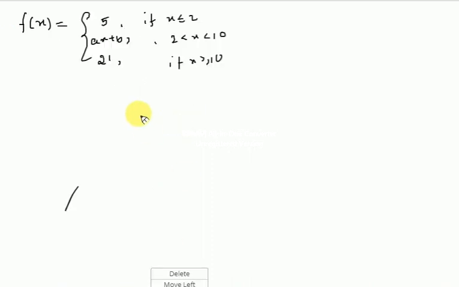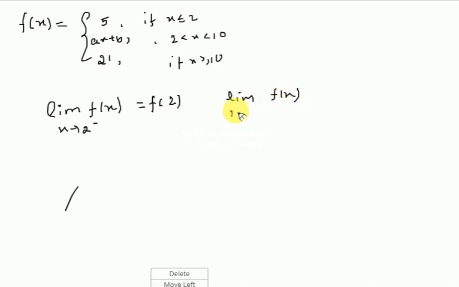You may have one more problem, that is, find the values of a and b. This function is continuous throughout. So if this function is continuous throughout, we can write limit of f of x as x tends to 2 minus equals f of 2, and limit of f of x as x tends to 10 minus equals f of 10. Why I am using these values: these two values are boundary values, therefore I am using this.